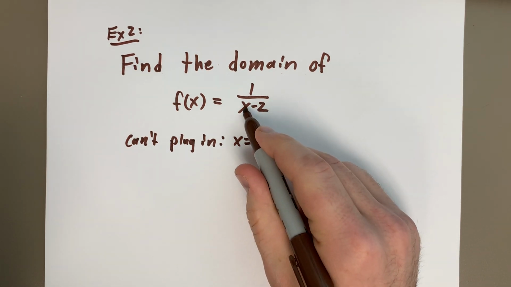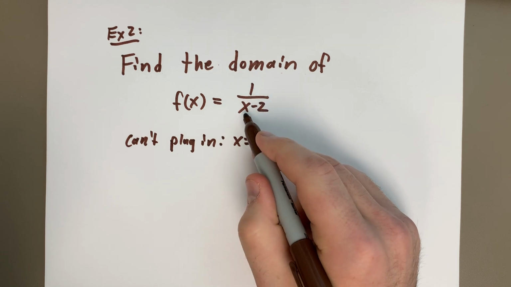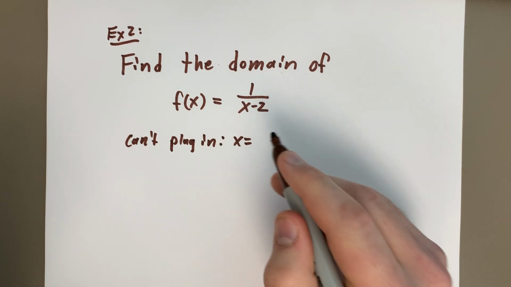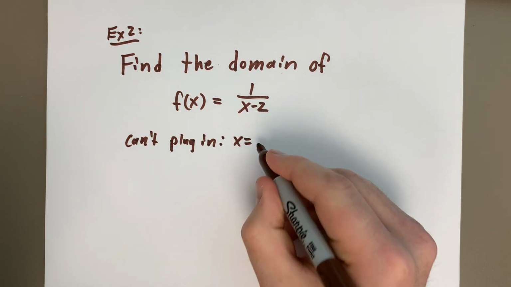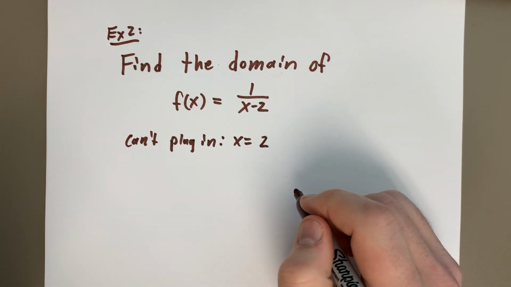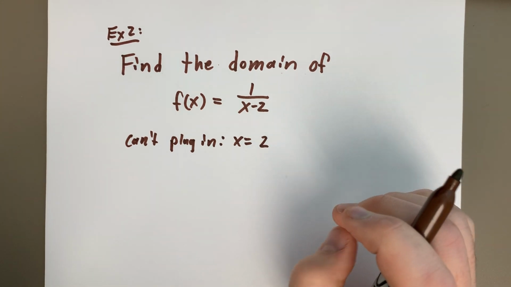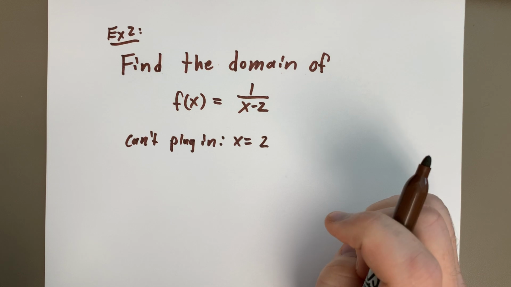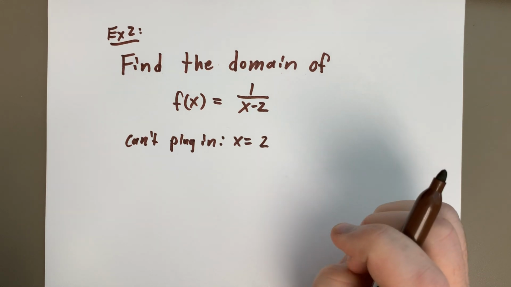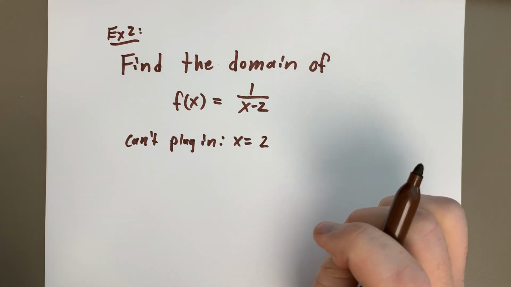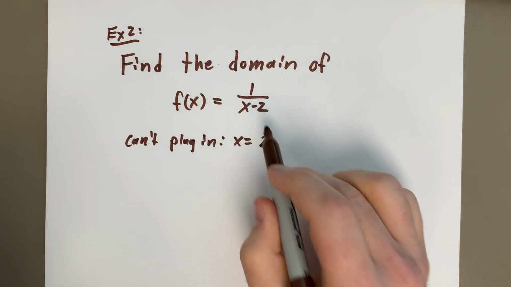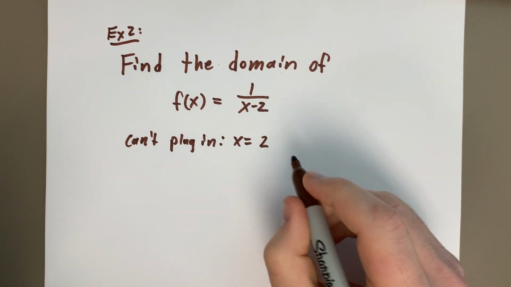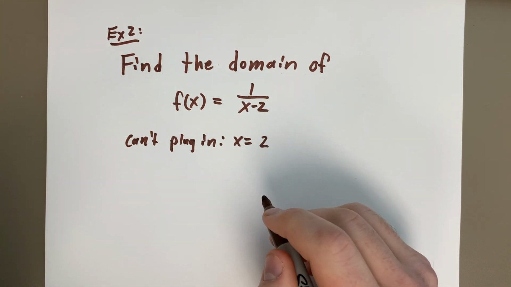Answer would be, well, 2. If I plug in 2, I'll have 1 over 2 minus 2, and that gives me 1 over 0. So if I plug in 2, I'm in trouble. Is there anything else that I could plug in here that would cause division by 0? If you think about it for a little while, after just trying to plug in different numbers, nothing else is going to cause this denominator to equal 0. So the only problem case is when x is equal to 2.